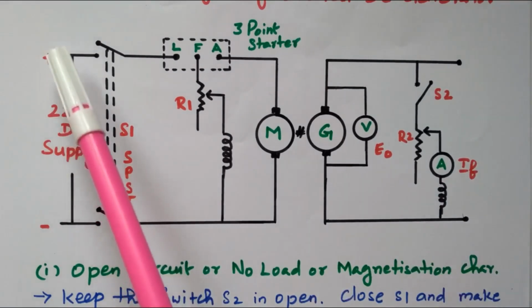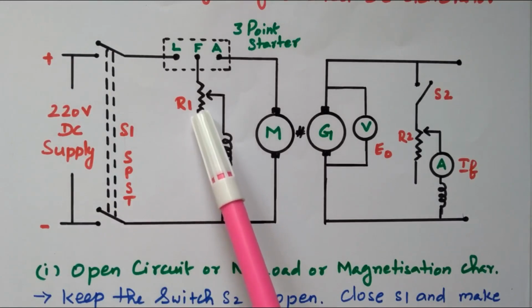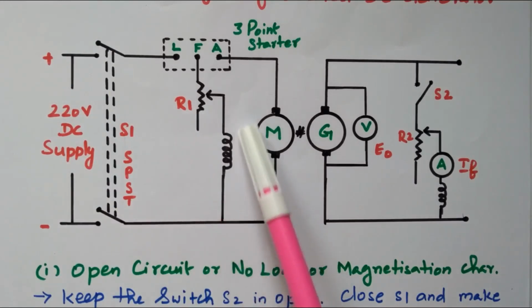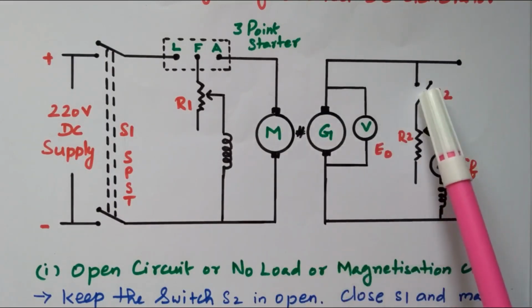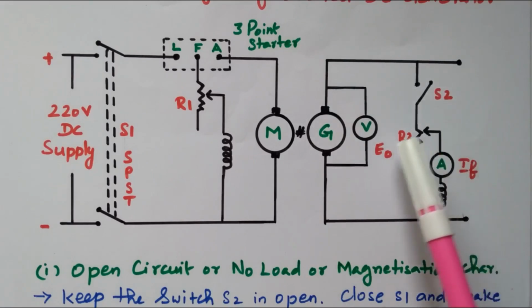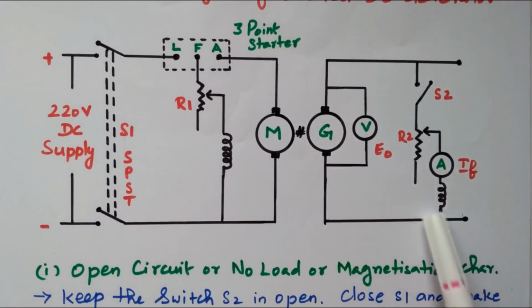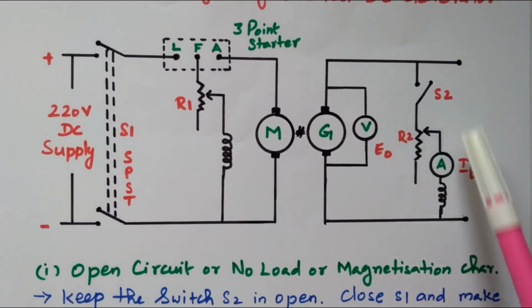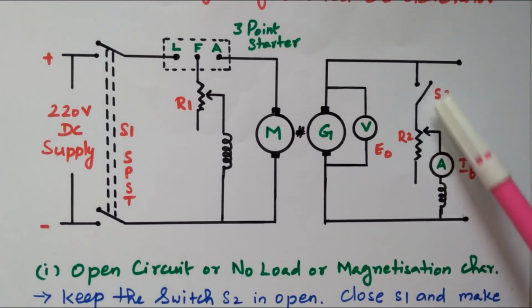Now the supply is given, the switch is closed, and the field current is varied so that the motor rotates at the rated speed. So the generator is also rotating at the rated speed. But the switch is open, so there is no EMF generated, but due to residual magnetism, this field winding has some magnetic force. Now the switch S2 is closed, so the current will start to flow in the field winding.